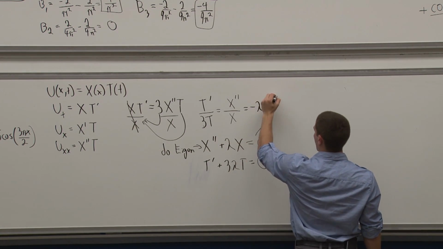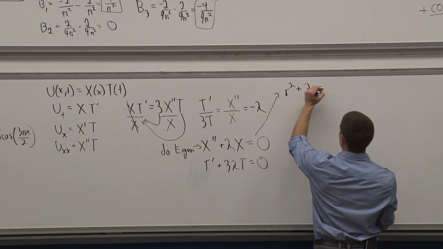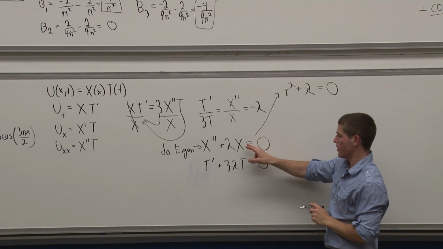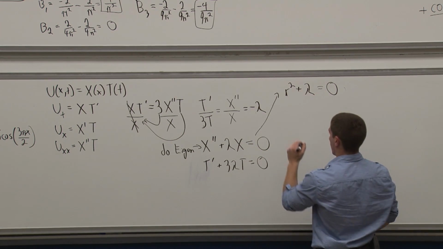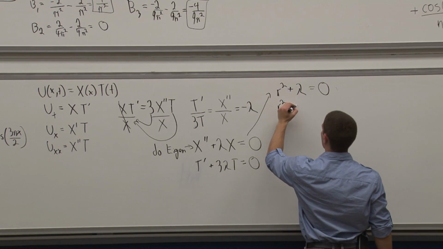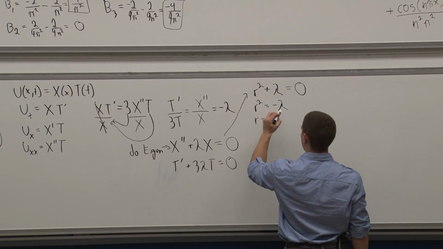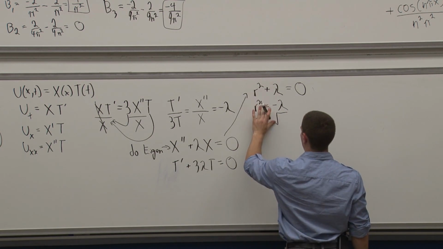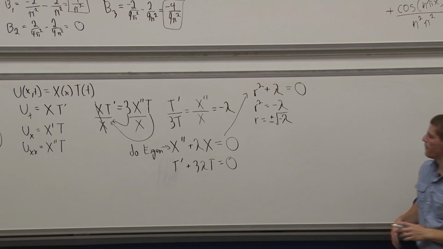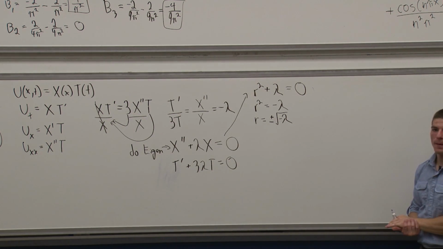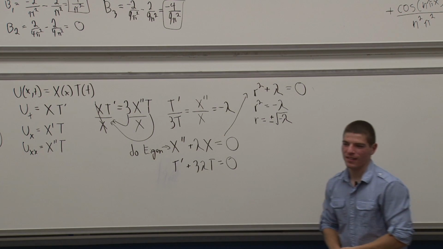So we'll take this thing up here. Good. R squared plus lambda equals 0. Not lambda r, because this is just x, not x prime. So r squared plus lambda equals 0. So now r squared equals negative lambda. R equals plus or minus square root of negative lambda. All right. I think I should have used positive lambda, but I'm in too deep, man.